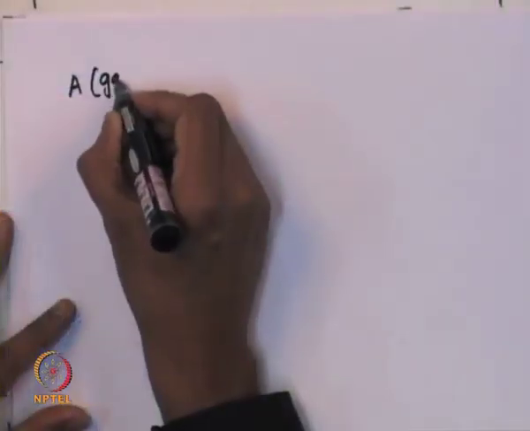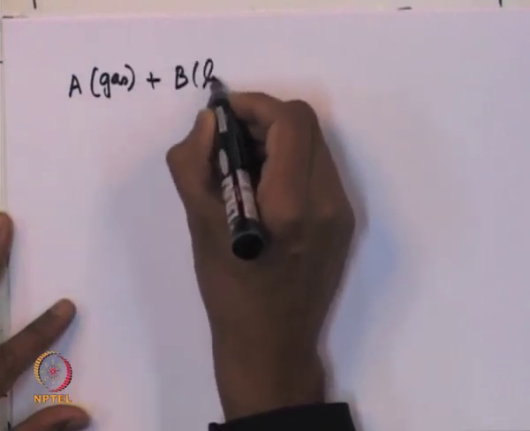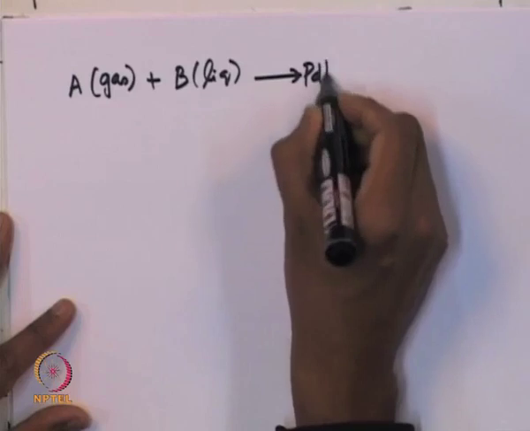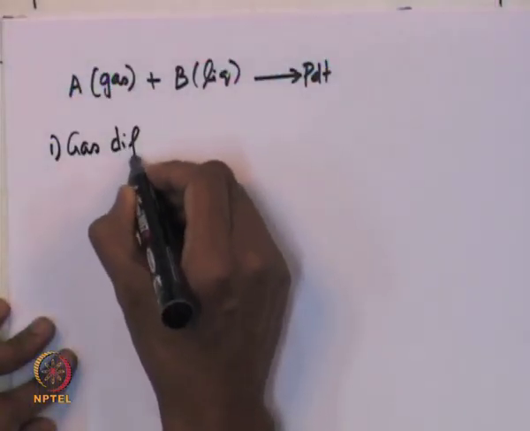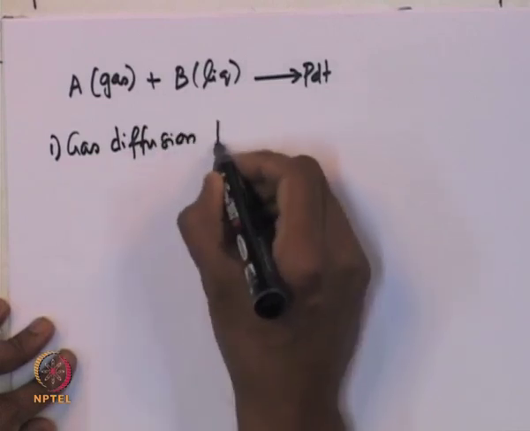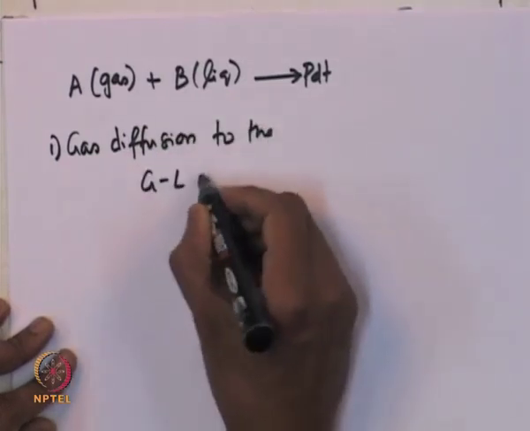The reaction is occurring between species A in the gas phase and species B in the liquid phase, and that leads to formation of certain products. Now, if this reaction has to happen, the species A which is present in the gas phase has to diffuse and come to the interface between the liquid and the gas stream. So, the first process is the gas diffusion to the gas liquid interface.